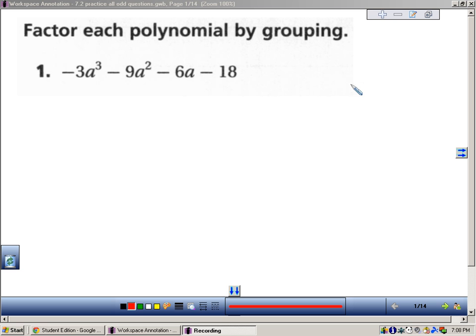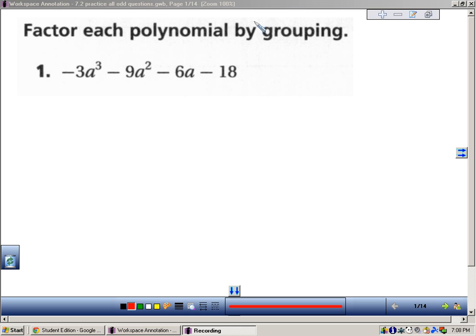I'm working on 7.2, and I'm going to work out all the questions that are odd, starting on page 378. So let's go straight to it. The section is about factoring by grouping. So directions: factor each polynomial by grouping.